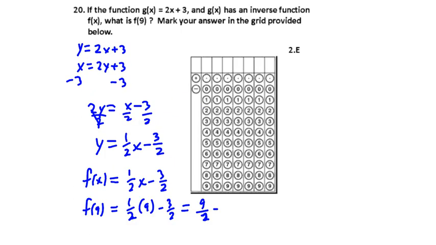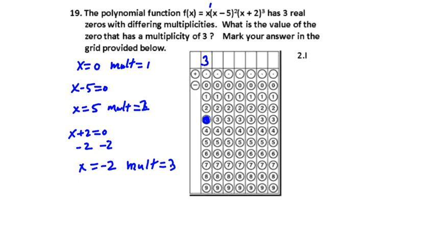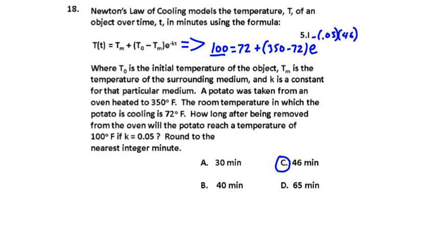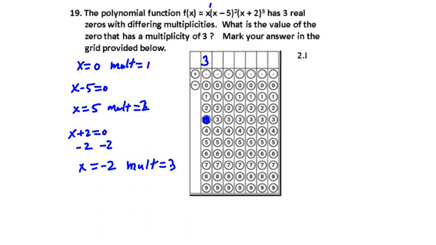I skipped something. Okay. Oops, I did make a mistake on this one. Our multiplicity is 3, but our value of our zero is negative 2. So I'll put negative 2. Okay, good. That is our answer. Somehow I was going too quickly through this. So negative 2 is our answer.